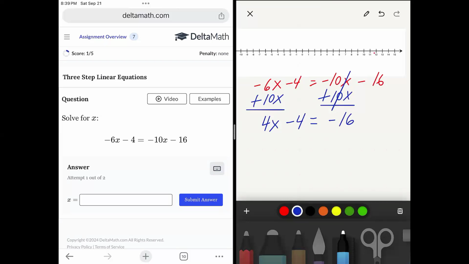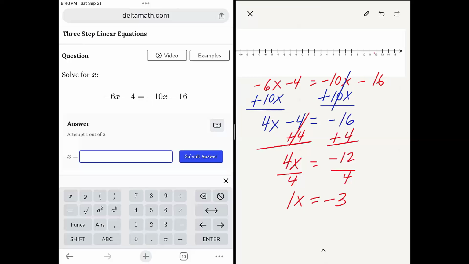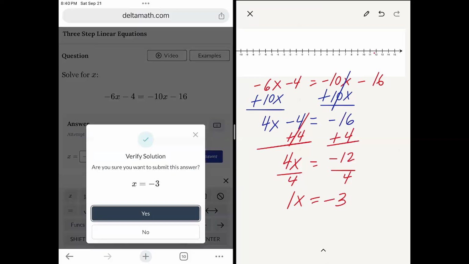Now I'm going to move this minus 4 to the other side by adding 4 to both sides. These are going to cancel. I'm going to have 4x, and this is going to be negative 16 plus 4, so this is going to be negative 12. Then the last thing I'm going to do is divide both sides by 4. That leaves me with 1x here, and negative 12 divided by 4 is negative 3. So put my answer in, submit it, and it says wonderful job.